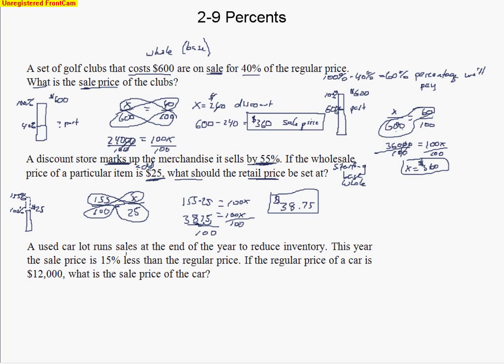So here, another problem that's a discount. It says a used car lot must sell to reduce their inventory by the end of the year. And this year, the sale price is 15% less than the original price, or the regular price. If the regular price is $12,000, what is the sale price? I want to know the sale price again. So I'm going to use that method I used second that I like a little better. I'm going to subtract these percentages, and that's where I'm getting the 85%. I knew there was an 85% in there somewhere.